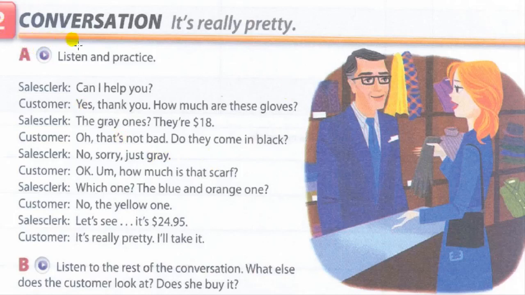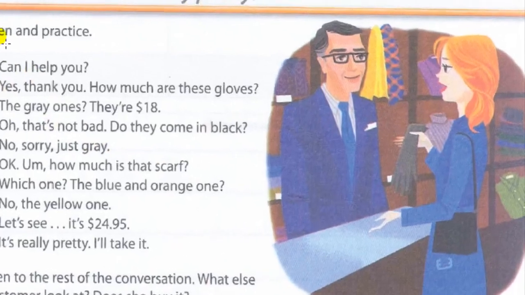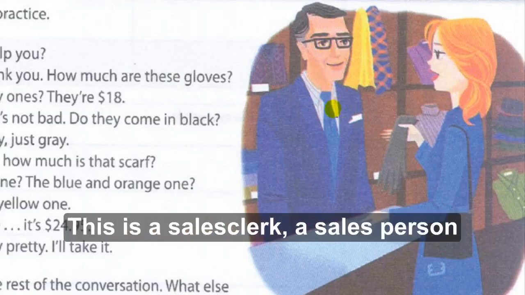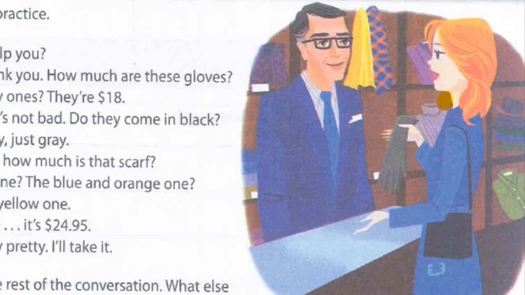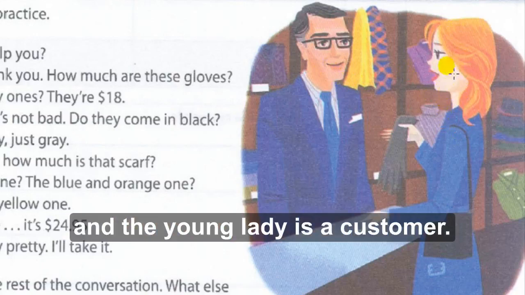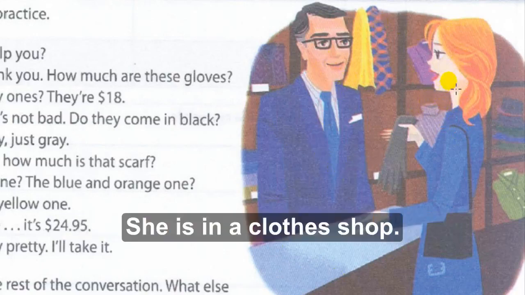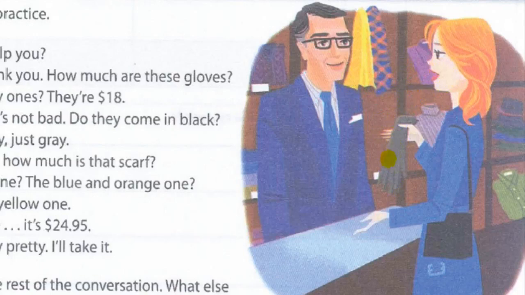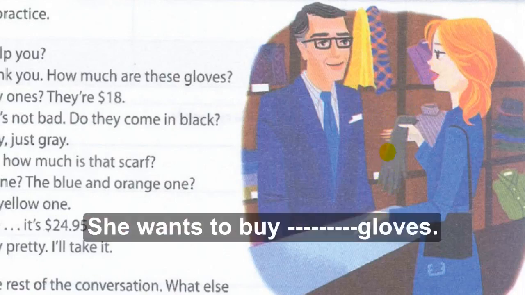Exercise number 2. Conversation. It's really pretty. Look at the picture. What do you see? A young lady and there is a man. This is a sales clerk, salesperson. And the young lady is a customer. Where are they? She is in a clothes shop. Look here, what's in her hand? Gloves. She wants to buy gloves.